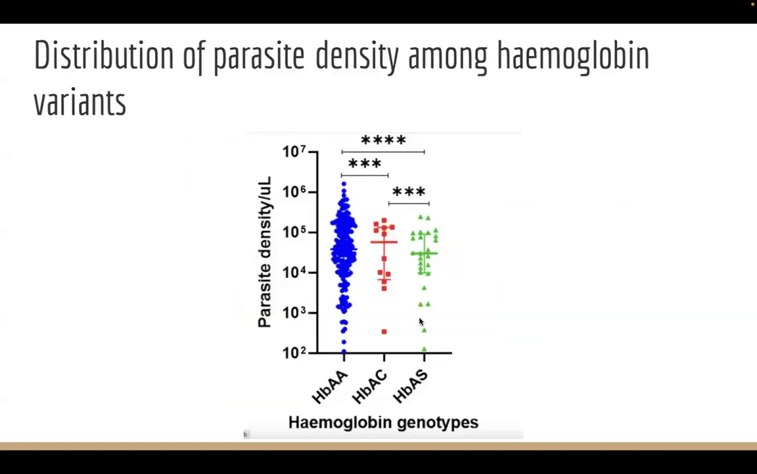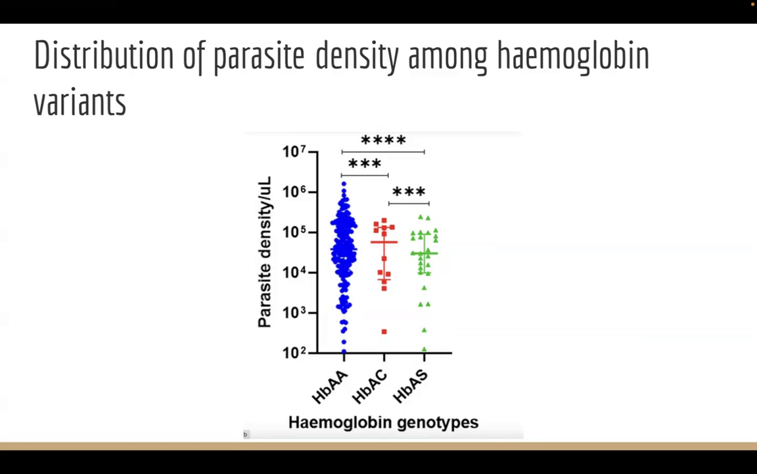So this graph shows the distribution of parasite density among the hemoglobin variants. You can see that the HbAA hemoglobin type has a higher density of parasites compared to HbAC and HbAS. Malaria parasite density is the concentration of malaria parasites present in a given volume of blood. It is usually measured by counting the number of parasites observed in a microscopic examination of a blood smear. These measurements are important in diagnosing malaria and assessing the severity of the infection.